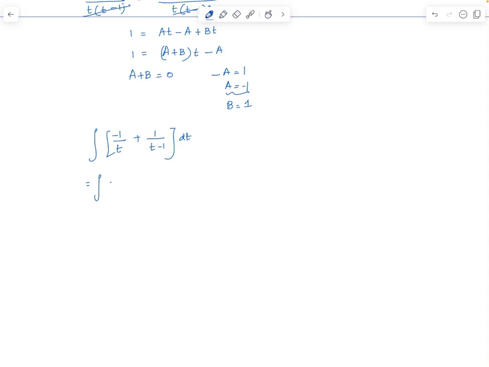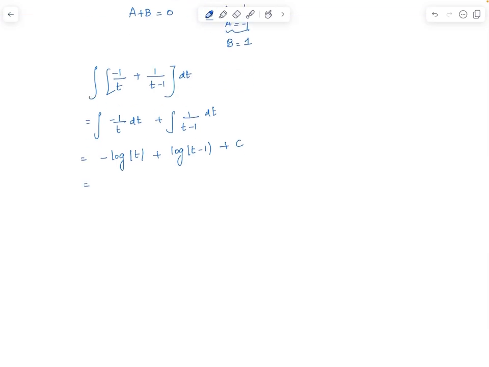That is integral minus 1 upon t dt plus integral 1 upon t minus 1 dt, which gives us minus log t plus log t minus 1 plus c. By the logarithmic properties, we can rewrite this as log of t minus 1 upon t plus c. Now substituting for t, we get log of e power x minus 1 upon e power x plus c. So this is the answer for the question 3.